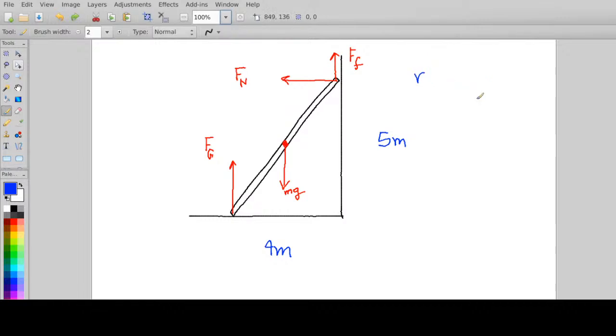All right. So there you go. Let's do the sum of the forces first, and make sure that they all balance. And I just realized that this problem isn't going to work.